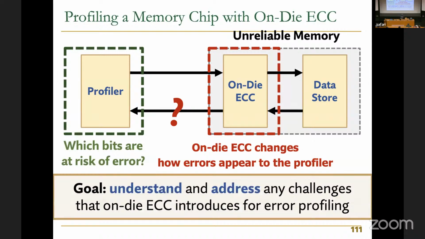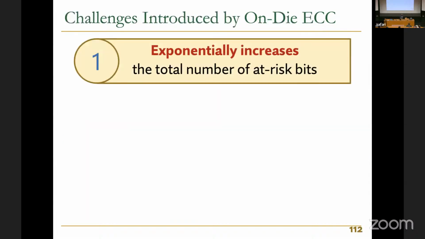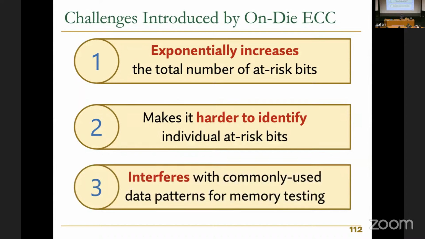So our goal here is to understand and address any challenges that on-die ECC introduces for error profiling. So these are the challenges. The first one is exponentially increasing the total number of at-risk bits. The second one is making it harder to identify individual at-risk bits. And the third one is interfering with commonly used data patterns for memory testing.